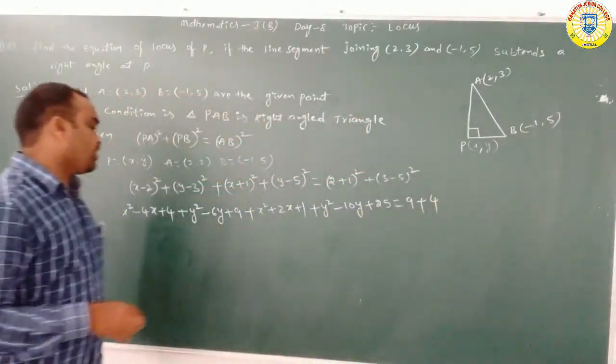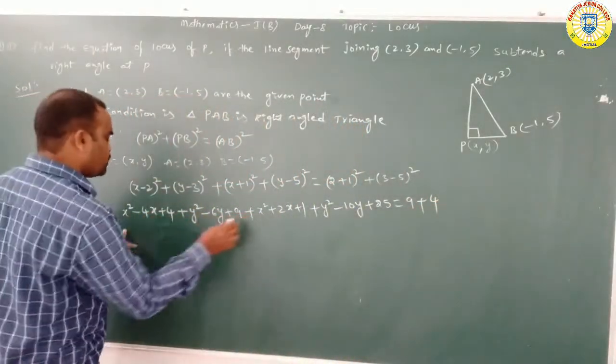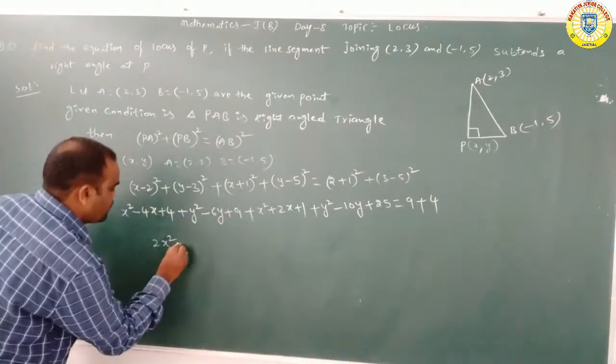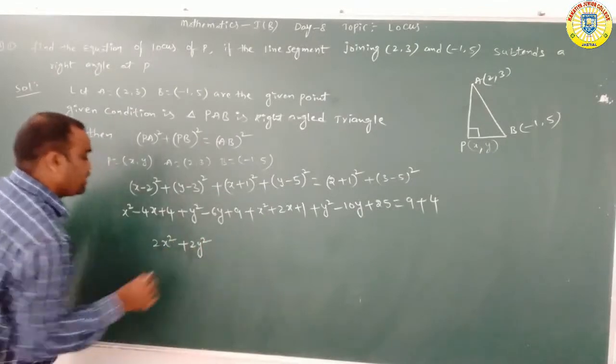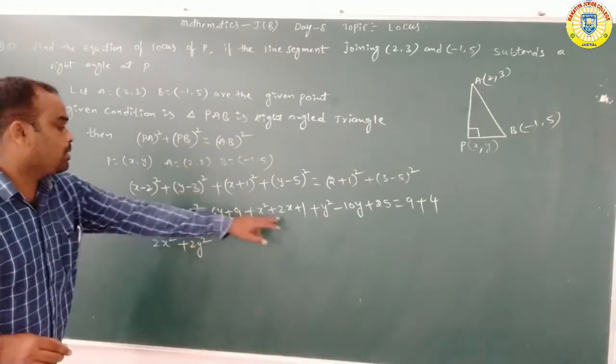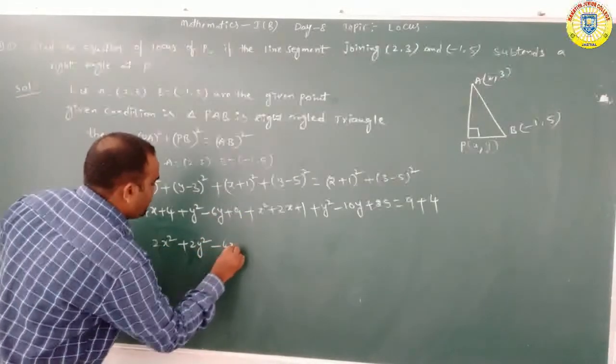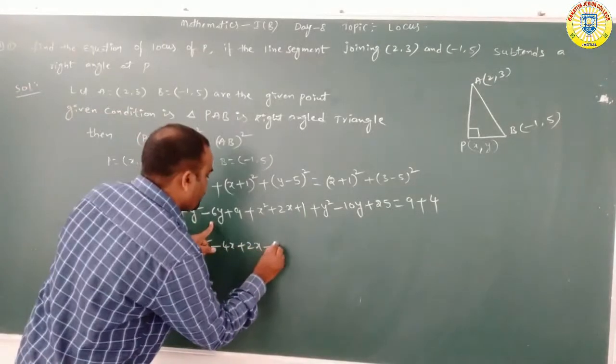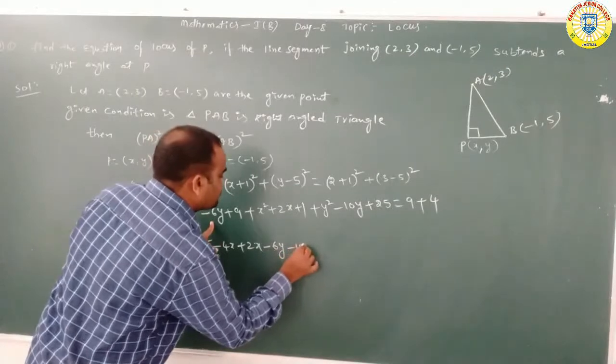Okay now? Now we are simplifying this one. x square plus x square, 2x square. y square plus y square, 2y square. Here minus 4x plus 2x. Next to minus 6y minus 10y.